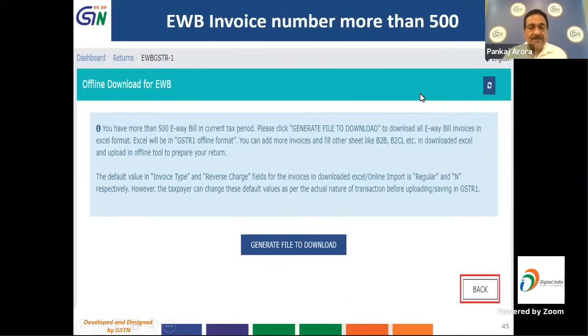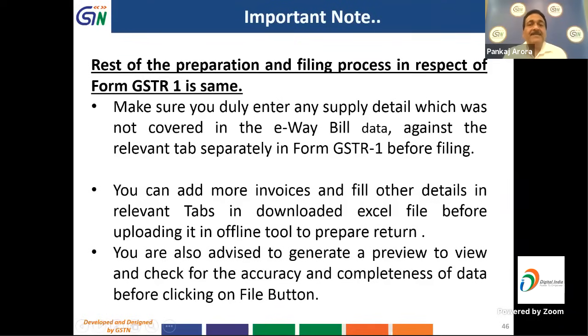Once you click on this button, the rest of the preparation and filing process in respect of Form GSTR1 is unchanged and is the same. Please make sure that you enter any supply details which were not covered in the e-way bill data against the relevant tab separately in Form GSTR1 before you click on File GSTR1. You are also requested to add more invoices and fill other details in the relevant tab in the downloaded Excel file before you move further in the offline tool to prepare the return. So in the offline tool and otherwise, you will have to depict all such details, whether you import them from the e-way bill system or they are not covered by the e-way bill system but you have made such transactions.